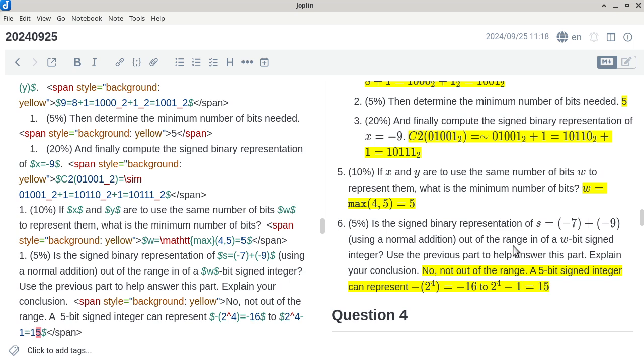In other words, if I give you a 5-bit signed integer, the value that it can represent ranges from negative 16 to positive 15. The result of negative 7 plus negative 9 is exactly negative 16, so we can barely represent the sum of X and Y in this case. Are we doing okay so far?